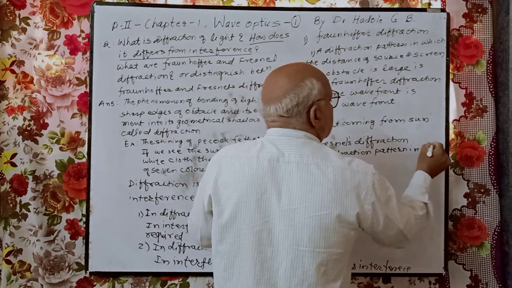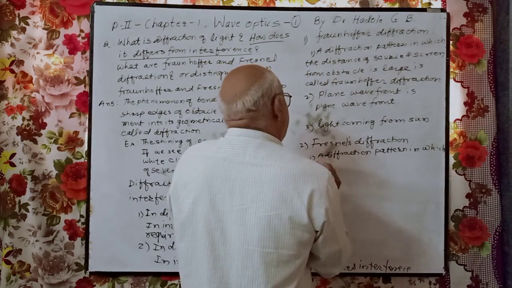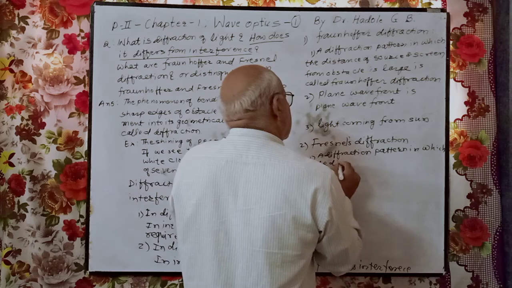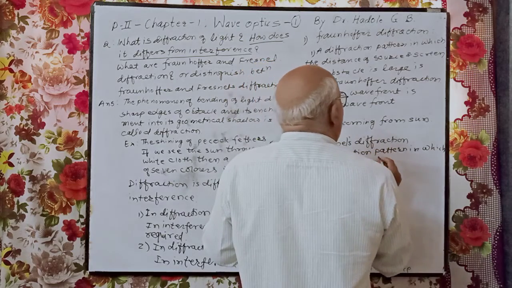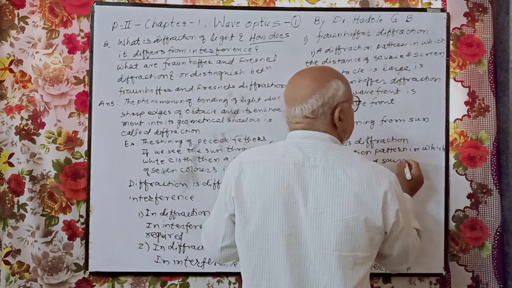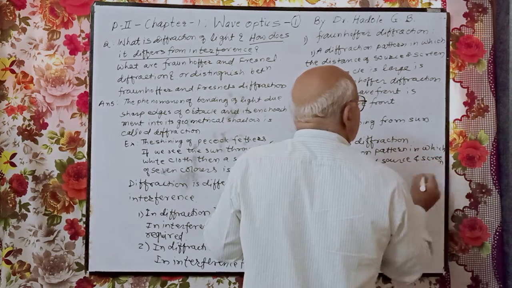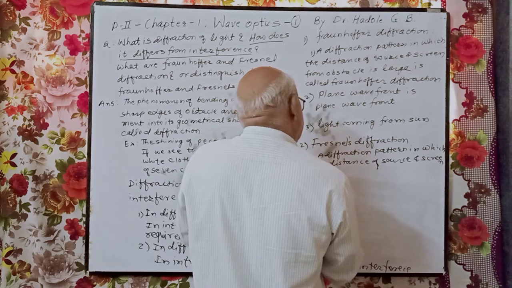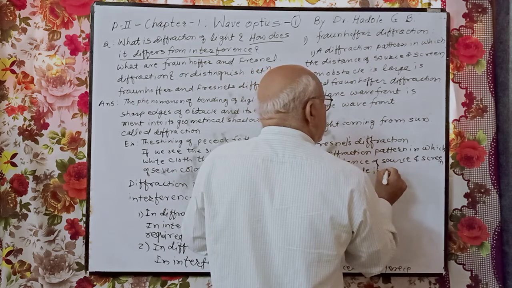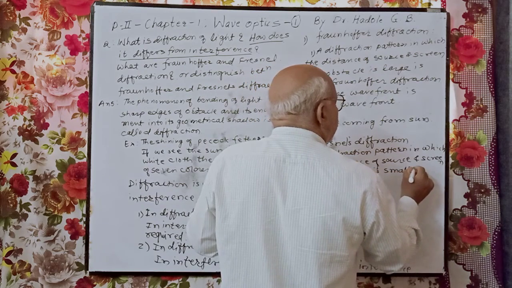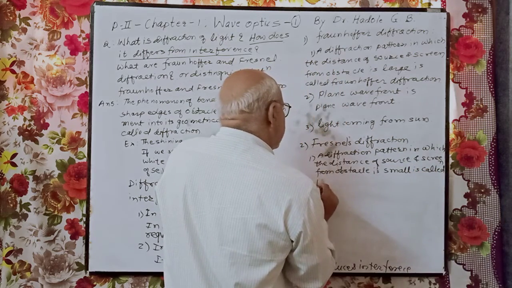in which the distance of source and screen from obstacle is small is called Fresnel's diffraction.